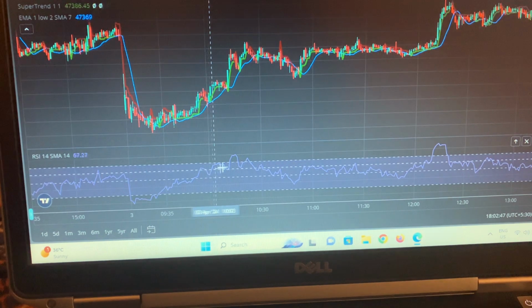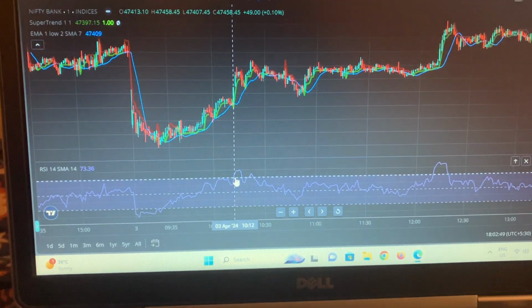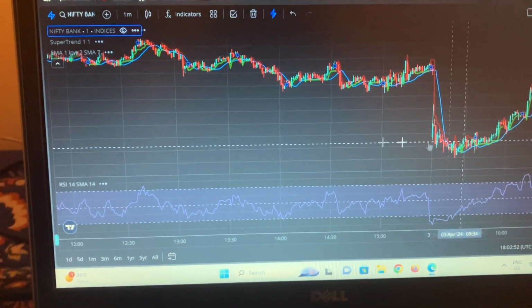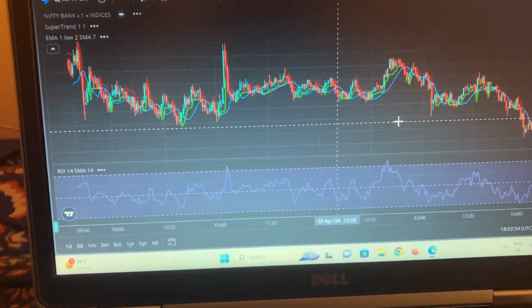And then once it reaches the target, I have to exit it. Let me see any other zones. I don't see anything.